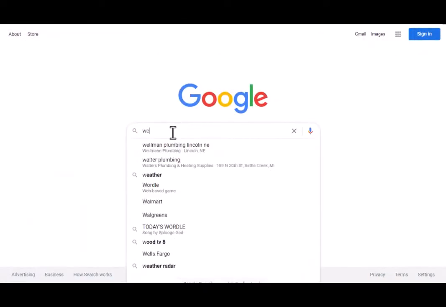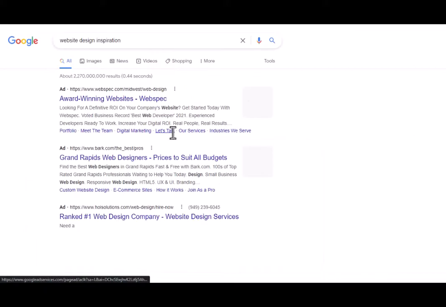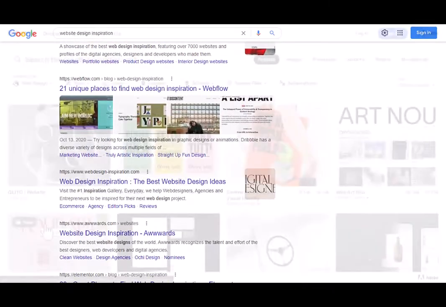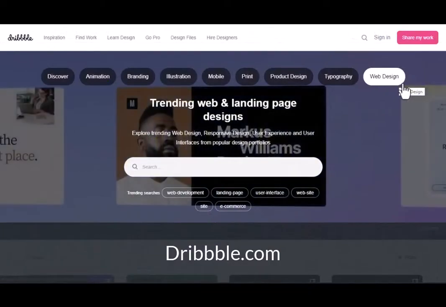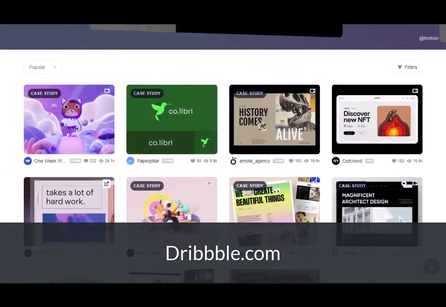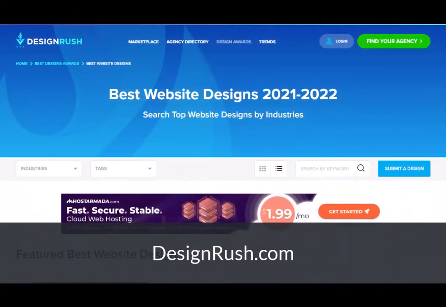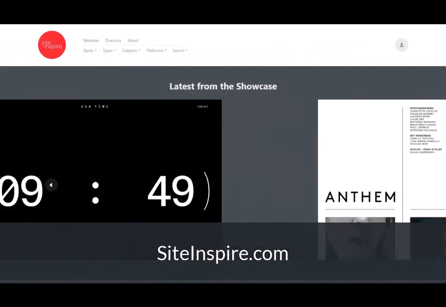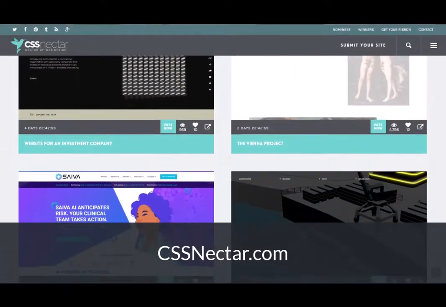So some of the most widely known and widely used examples of websites that curate great design examples are, in no particular order, Behance, Dribbble, Awwwards, Design Rush, Site Inspire, and CSS Nectar.